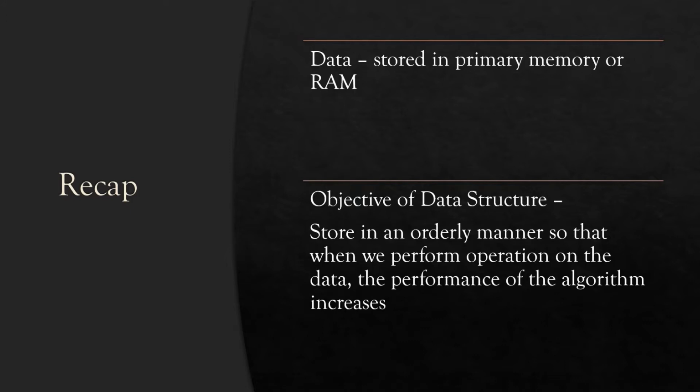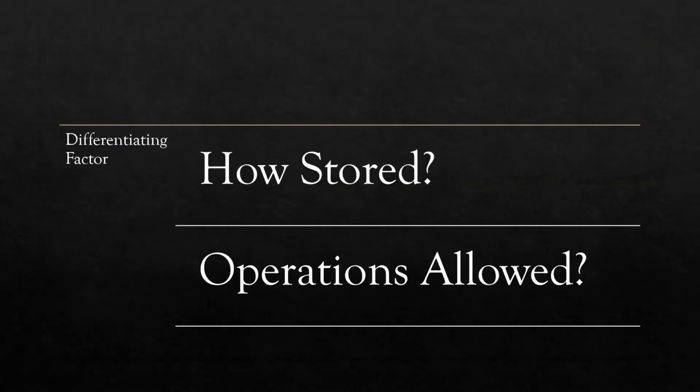The data that we are storing is stored in the primary memory or the RAM, and the major objective of the data structure is to store the data in an orderly manner in the memory so that when we perform an operation on the data, operations like insertion, deletion, searching or sorting, the performance of the algorithm is at its best. There are many types of data structures based on how the data are stored and what the operations allowed on the data are.